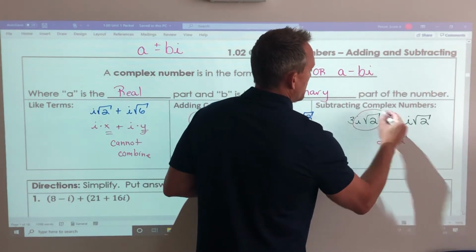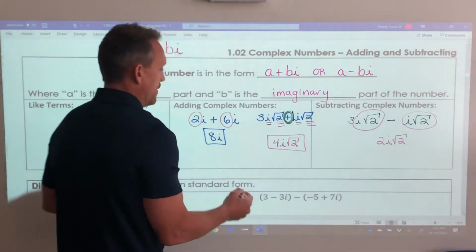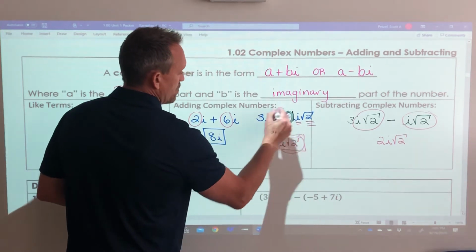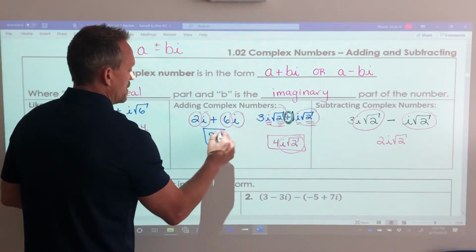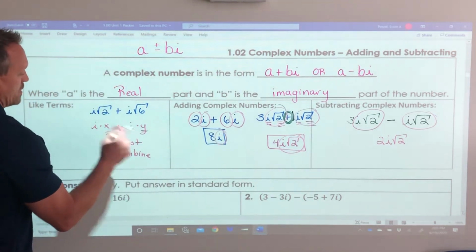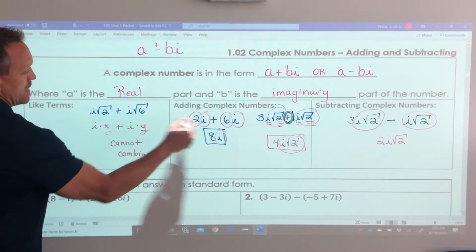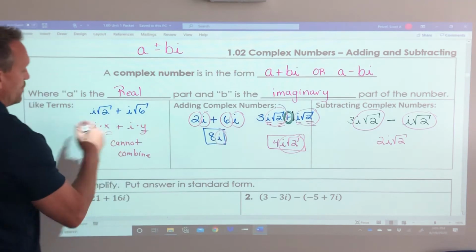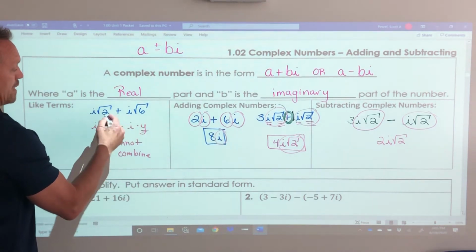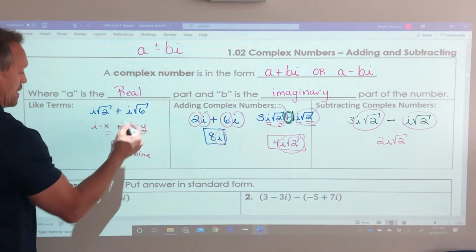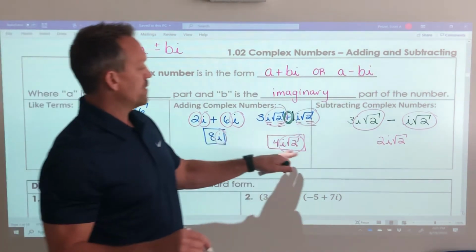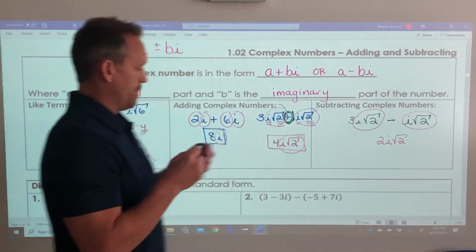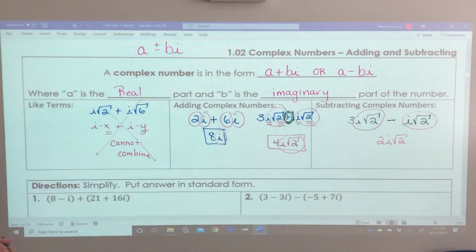This portion doesn't change, if you haven't noticed. This portion doesn't change. The portion back here doesn't change. What does change is that number out front. If there isn't a number out front and these two can't be combined, then obviously this can't be combined, okay? What's changing is the number out front. Hopefully we recognize that.